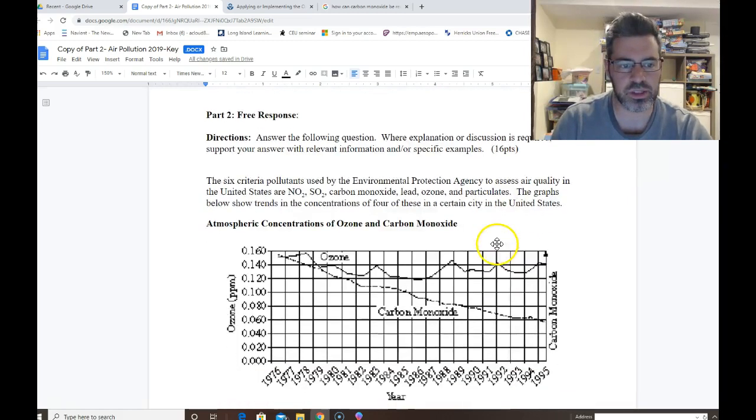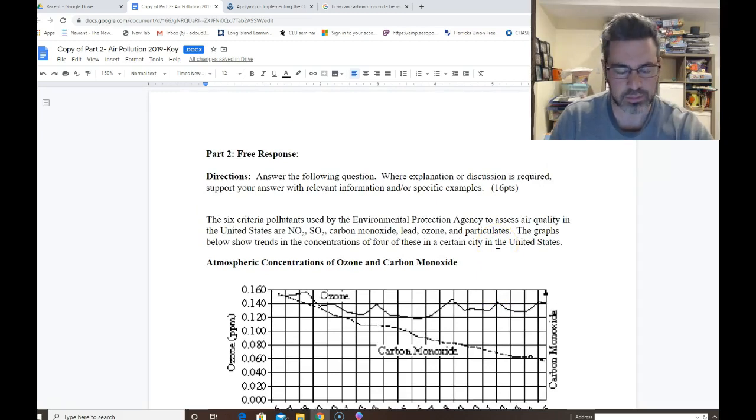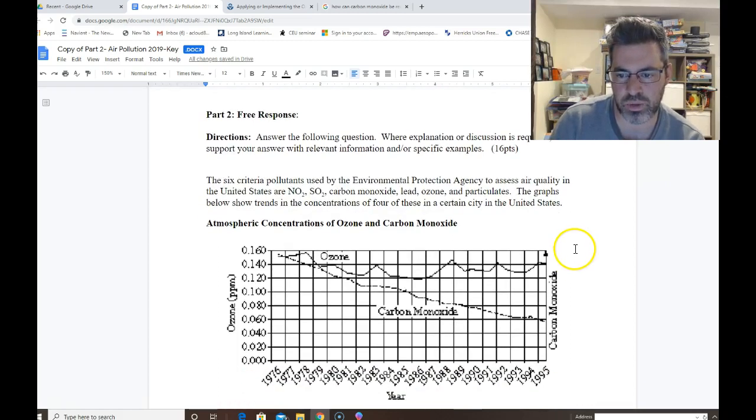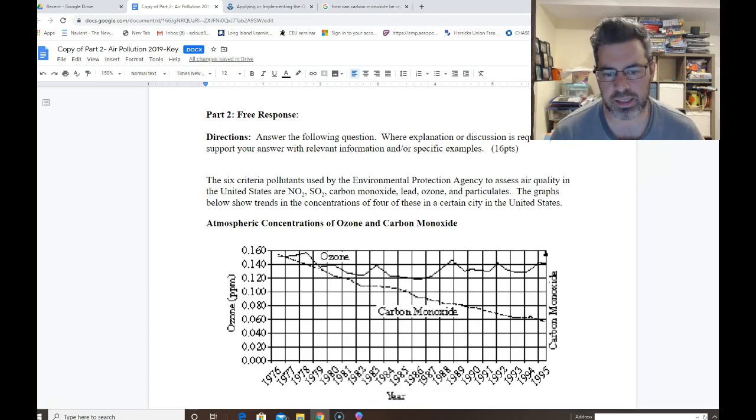Okay, so let's read through this together. First things first, the directions say answer the following question. You know this already. It's about 22 minutes per question. Questions range between 10 to 12 points like that. It says that the 6 criteria pollutants used by the Environmental Protection Agency to assess air quality in the United States are NOx, SO2, carbon monoxide, lead, ozone, and particulates. And that NOx is nitrogen dioxide. The graph below shows trends in the concentrations of 4 of these in a certain city in the United States.